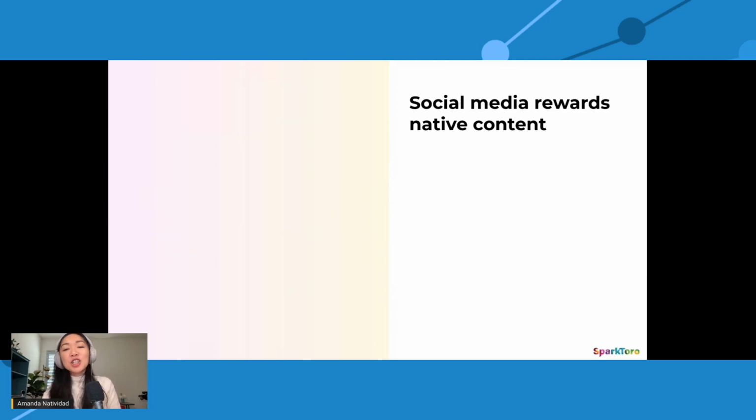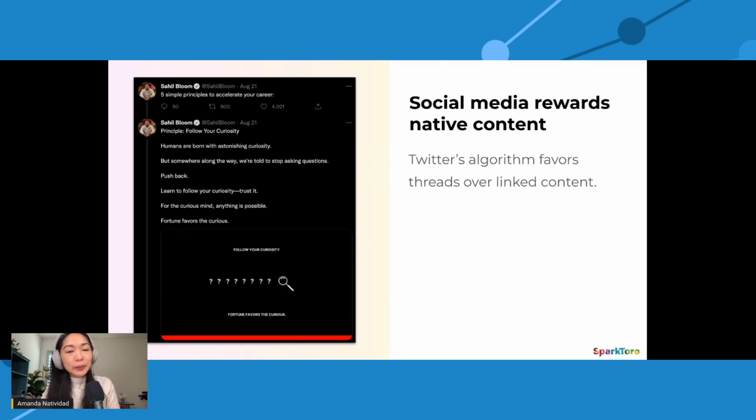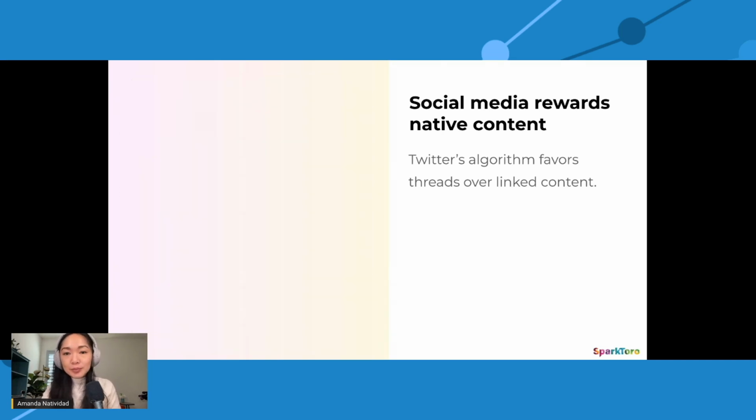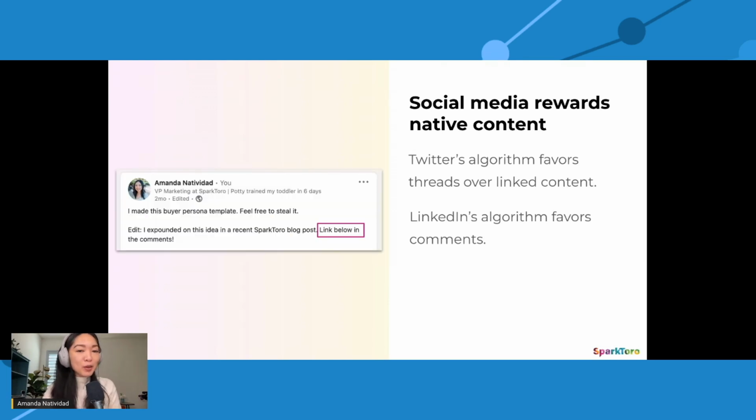But it's not just Google that's trying to keep people on their platform. Social media does it too. Social media rewards native content. Twitter's algorithm favors threads over linked content. This guy, Sahil Bloom, has like 700,000 followers at this point and very famously writes these threads. LinkedIn's algorithm favors comments. So you see people like me who put things like link below in the comments. We don't even link to the actual content within our posts. We put it in the comments.